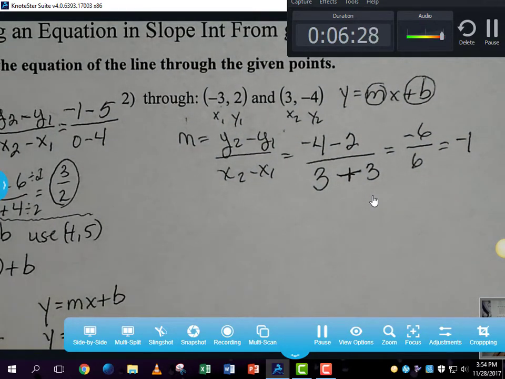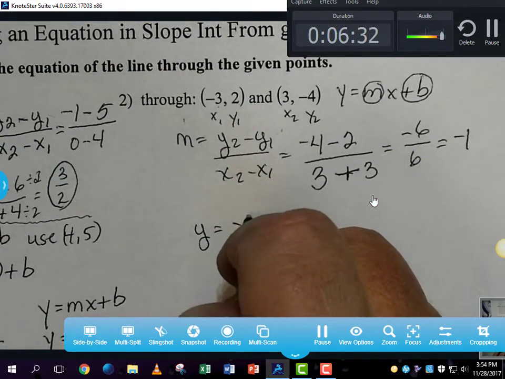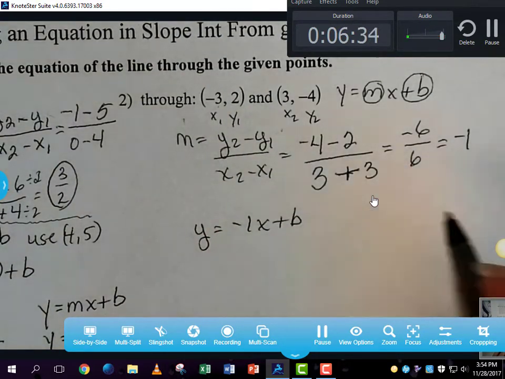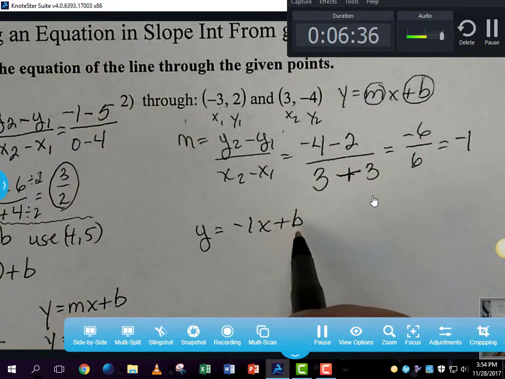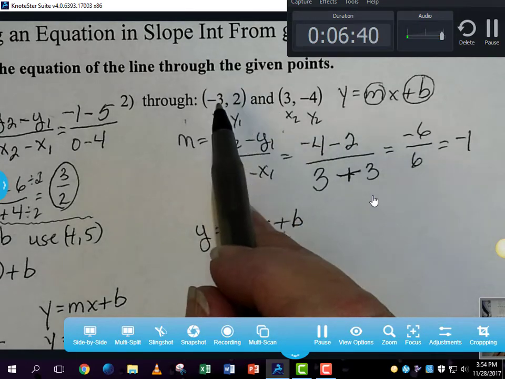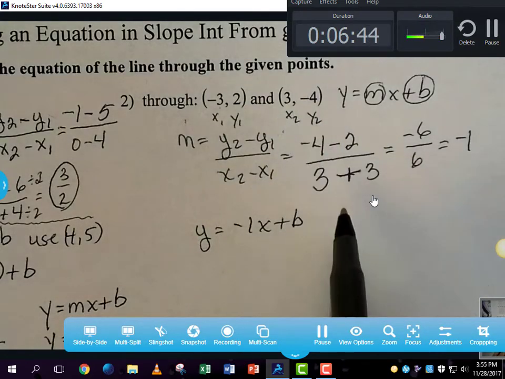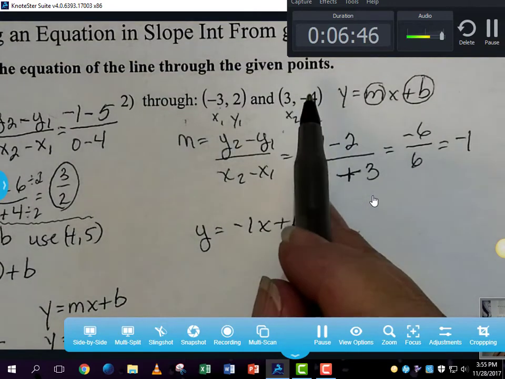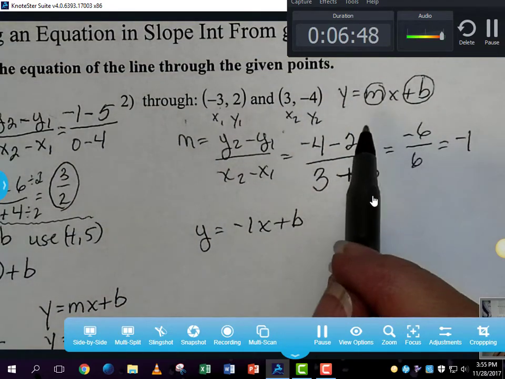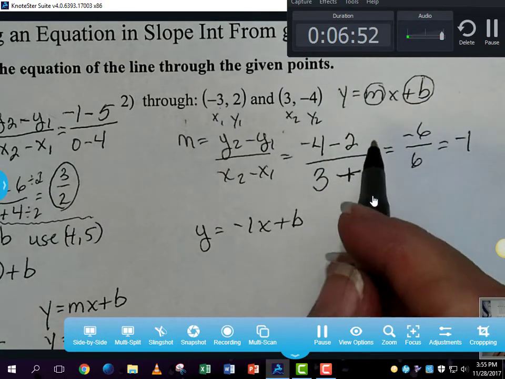Now I substitute that into the equation that I have so far. Y equals negative 1x plus b. And I need to solve for b. In order to solve for b, I need numbers for x and y. Oh, lovely, some numbers for x and y. You can use these or you can use these, but don't use both. If you use both, you end up with the exact same thing, just the simple equation that you're trying to come up with.